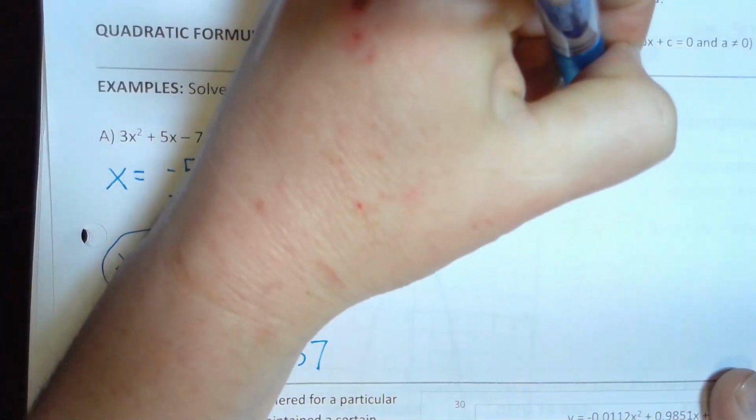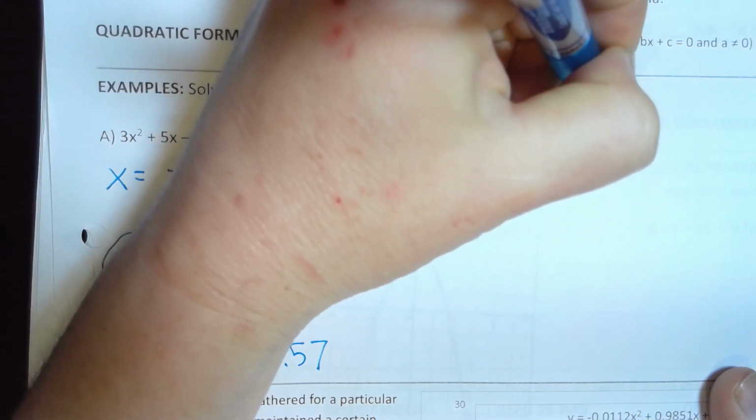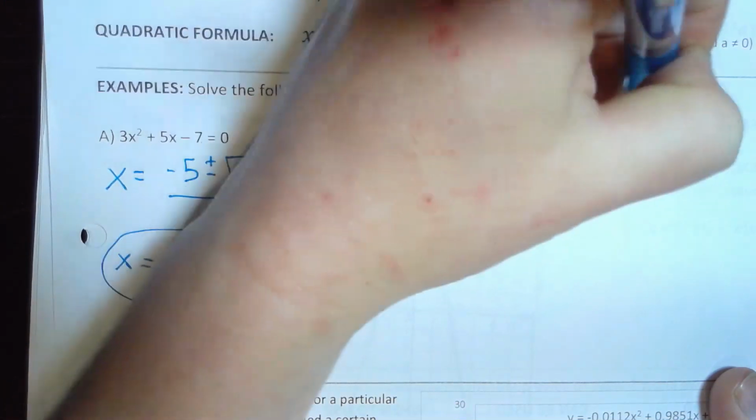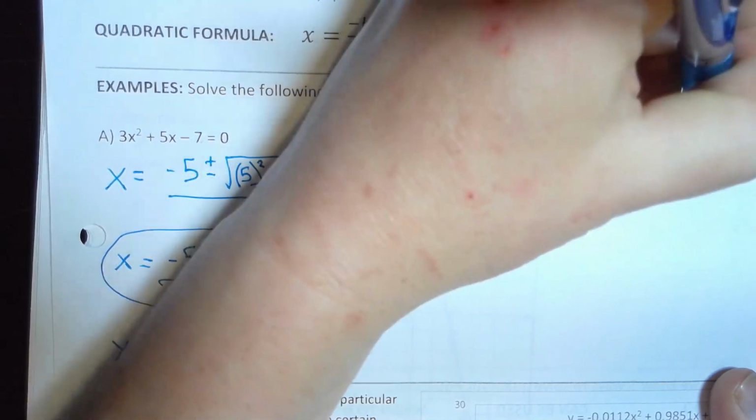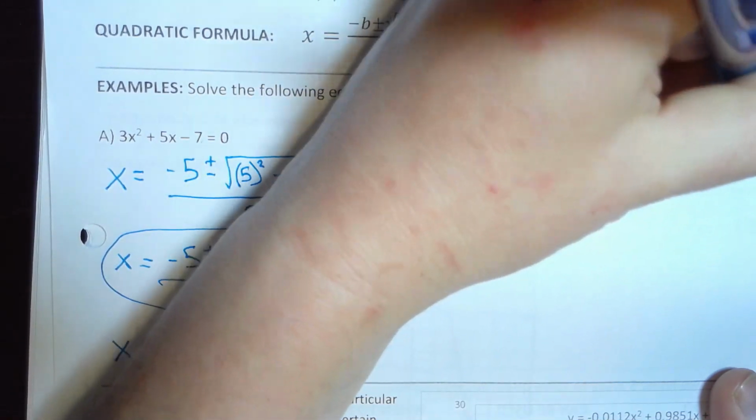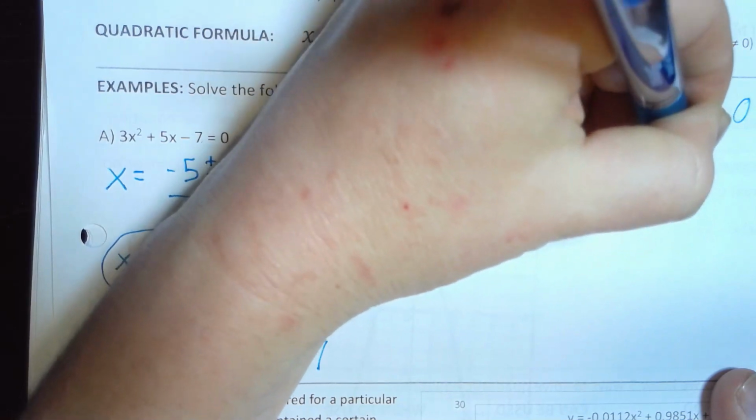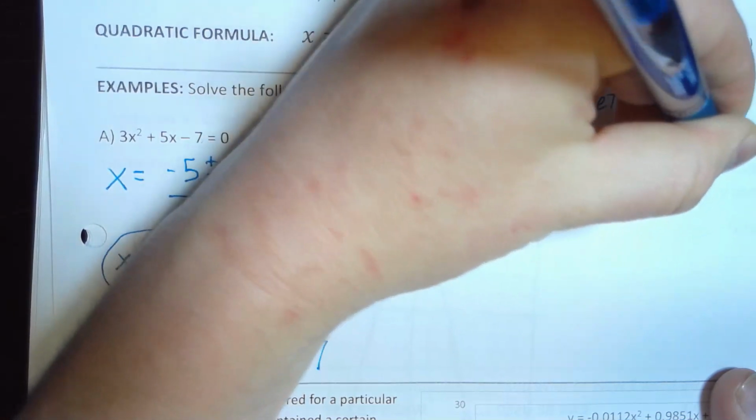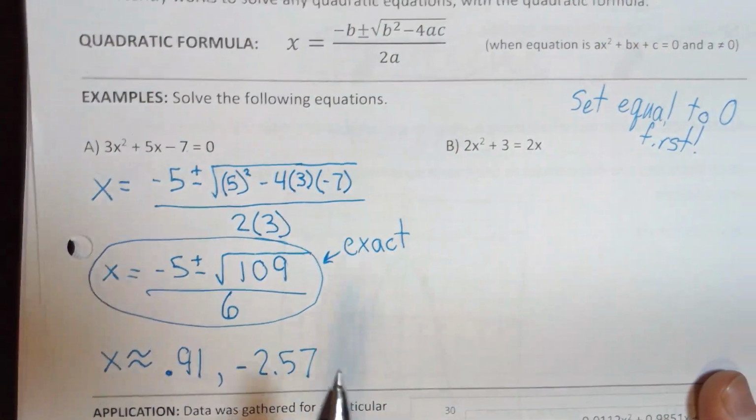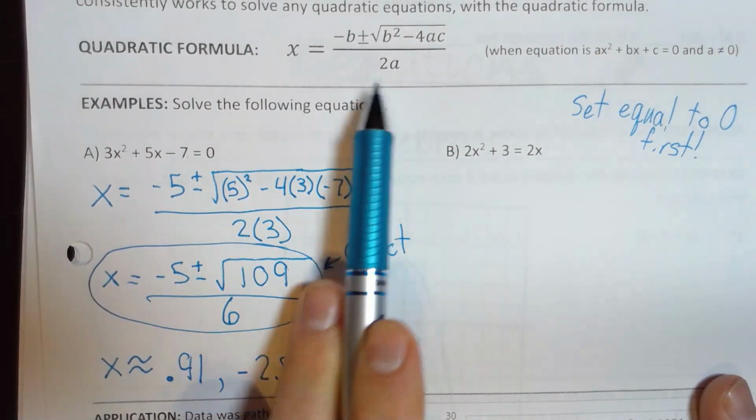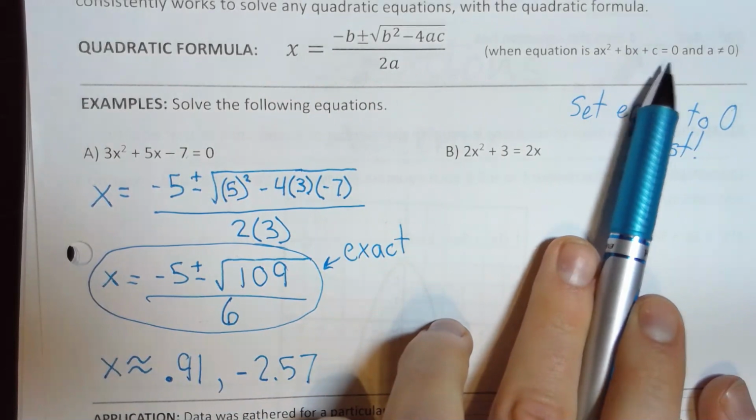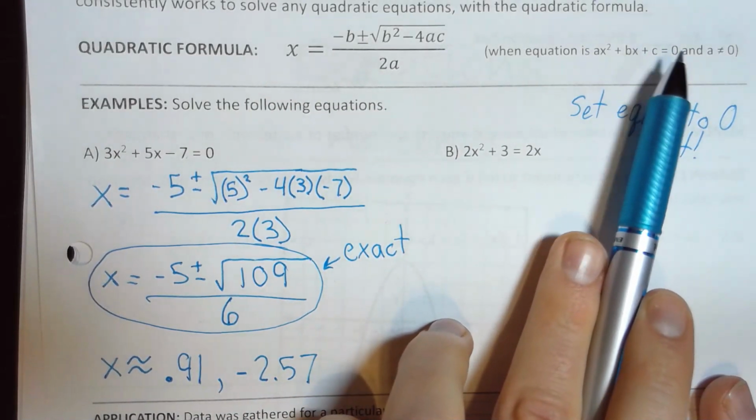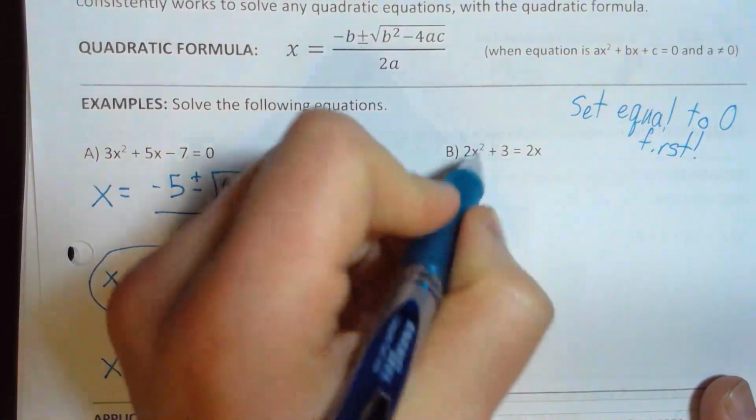A big note: set equal to 0 first. This is not set equal to 0. The quadratic formula, everything we're doing basically does not work until we use the zero product property, okay? Until we set it equal to 0. So that's the first thing that we need to do.